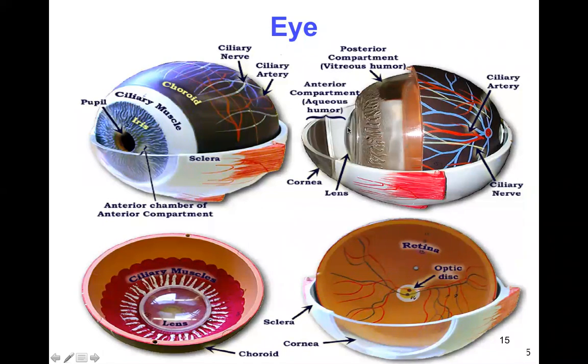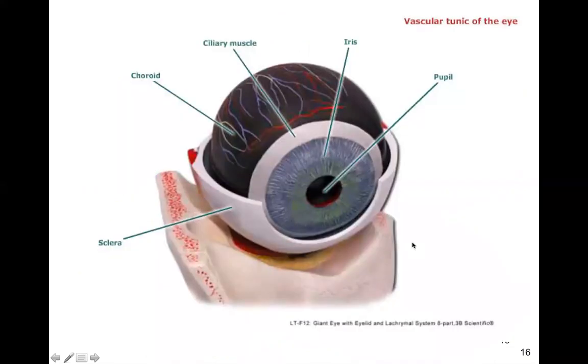When you look at the eye from the lateral perspective, there's the cornea. Here's the lens that can alter in its shape. And then here is the anterior compartment, or the aqueous humor, and then the vitreous humor is the posterior compartment back here. Pupil, iris, the white part here is the sclera. Choroid is everything here in the brown. That's kind of like the middle layer.